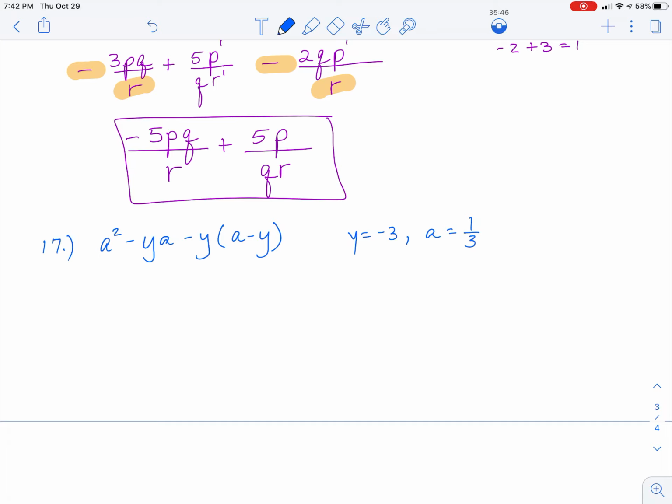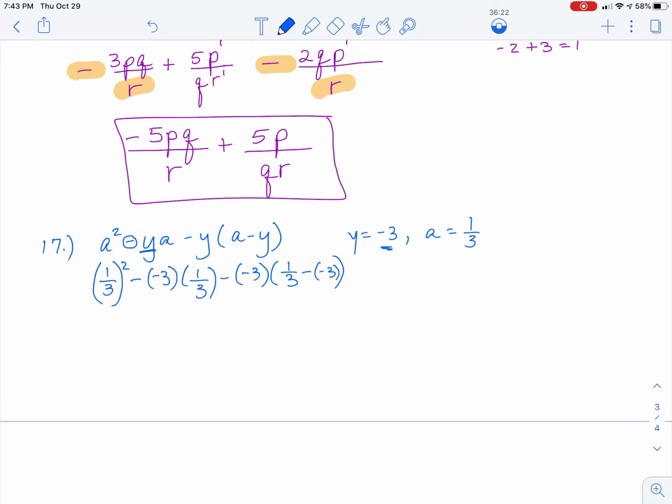So I'm going to go from left to right. I'm going to put a 1/3 squared minus -3. Be careful. Don't put just -3 and think, oh, well, there's already a negative here. That takes care of the negative in my 3 over here. It's minus a -3 in for y. So minus -3 times 1/3 minus a -3 times 1/3 minus a -3. And that's how you would fill that in.